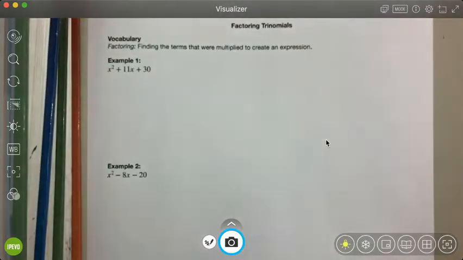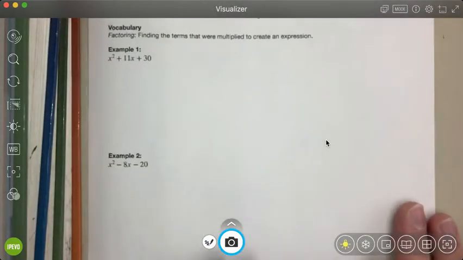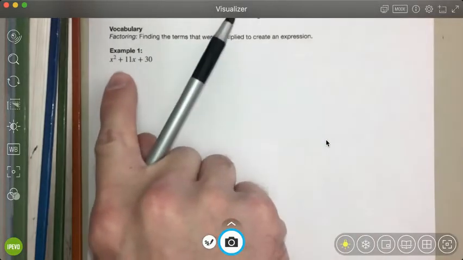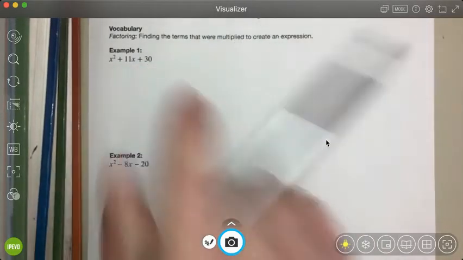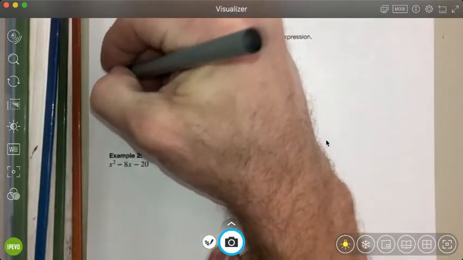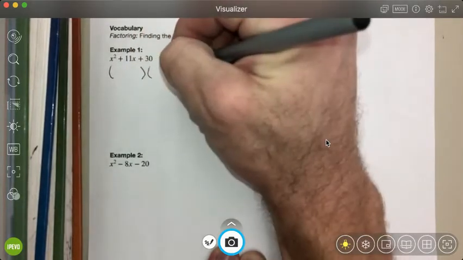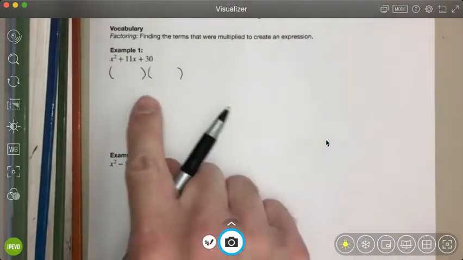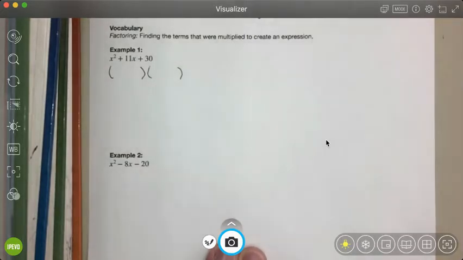So in this case, let's take a look at example 1. We have x squared plus 11x plus 30. That came from multiplying two binomials together. The question is, what were those two binomials?